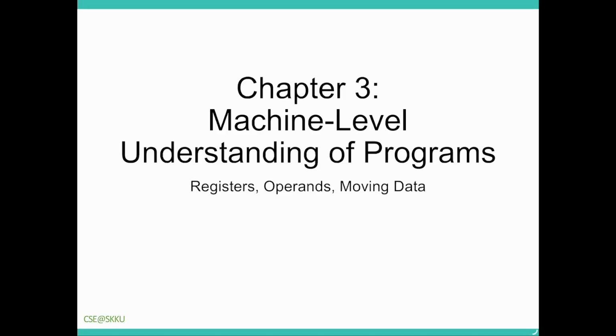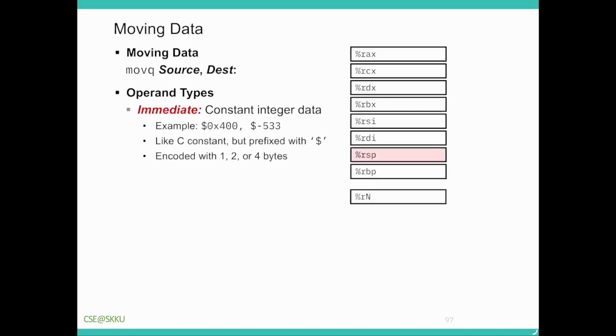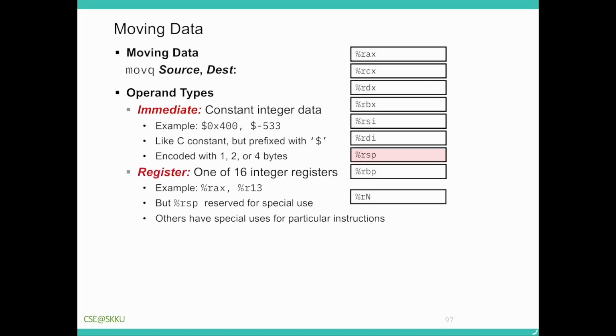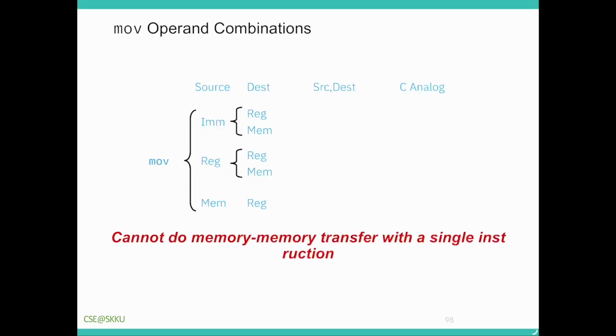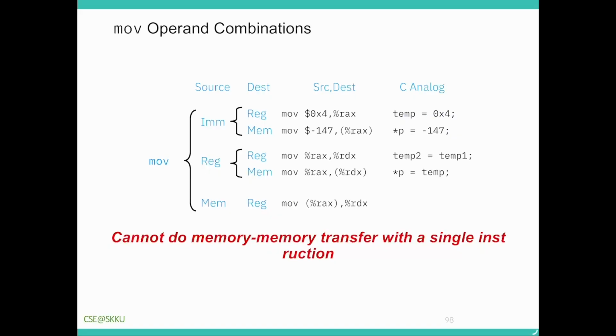So we're going to do a quick preview of what programs actually look like at the machine level. We're going to skip all this, and we're going to look at different possible combinations of operands with this move instruction. The move instruction is a very powerful instruction that can perform various operations depending on the operand type.